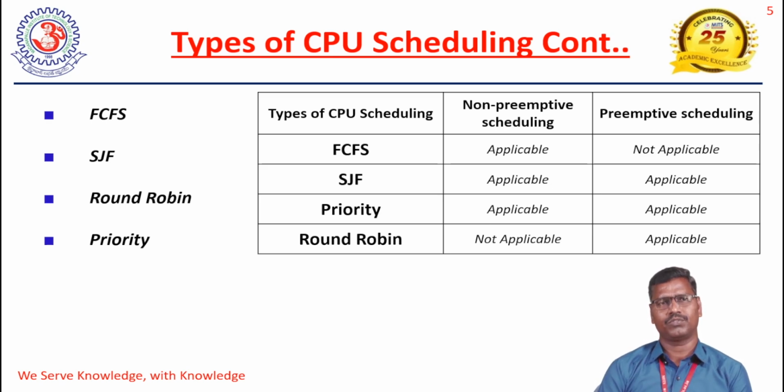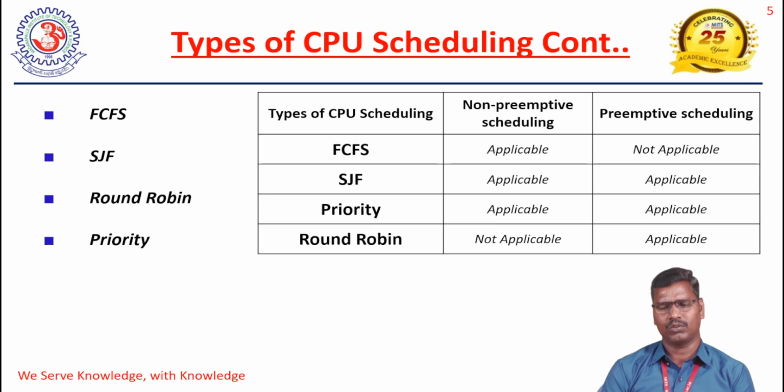These are the main algorithms of CPU scheduling. The first is first come first served, the second is shortest job first, the third is round robin, and the fourth is priority scheduling. We compare them based on non-preemptive and preemptive scheduling. The first one is first come first served, in short FCFS. FCFS is applicable only for non-preemptive scheduling. It is not applicable for preemptive scheduling.